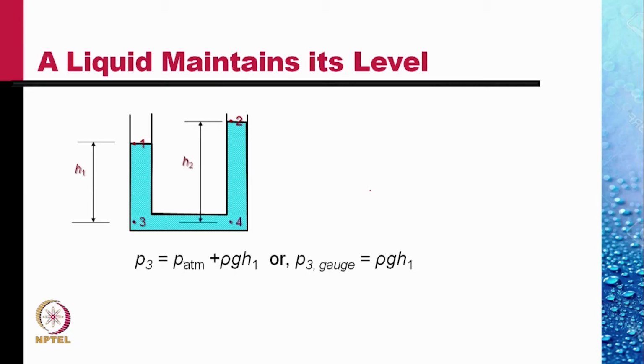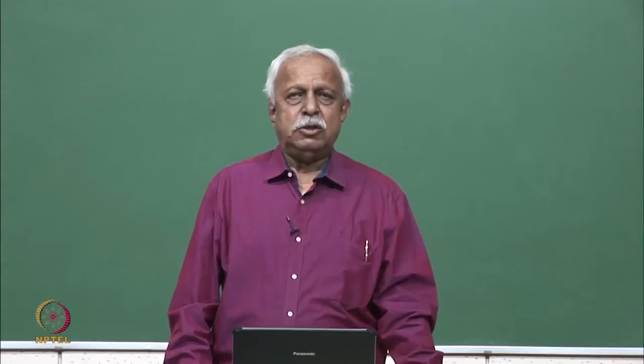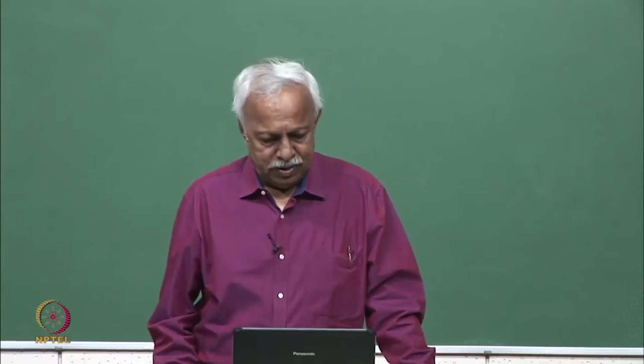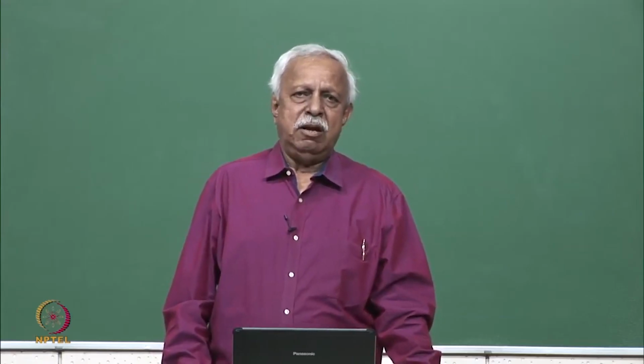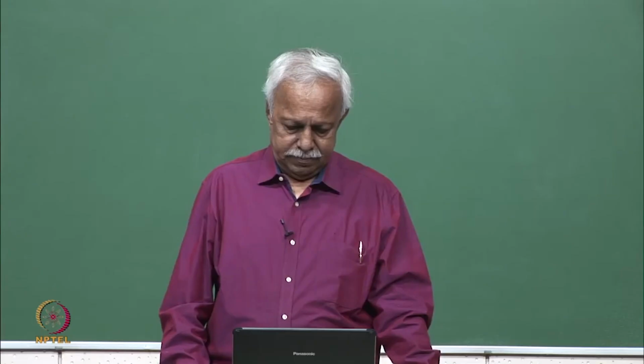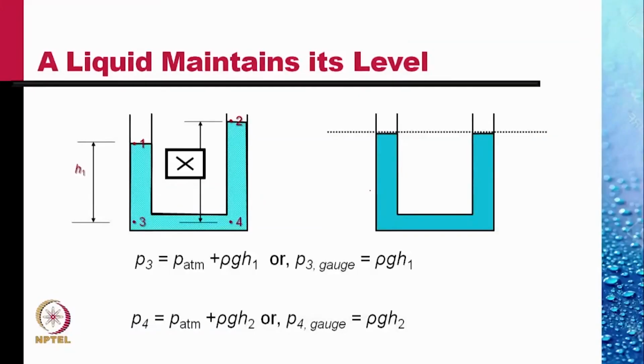Pressure at point 4 similarly is rho g h2. But point 3 and point 4 are at the same horizontal level, so pressure 3 must be the same as pressure 4. If this is so, then h1 must be equal to h2. That is, the level in the two limbs must be equal for equilibrium. This doesn't work. So this is the correct configuration.